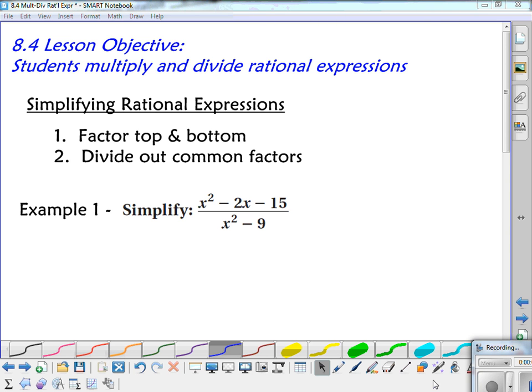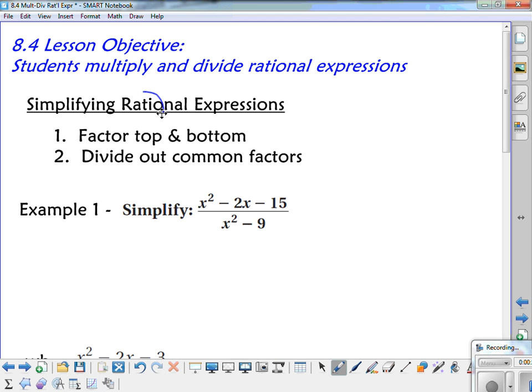All right, so today we are going to multiply and divide rational expressions. This should be a review from Algebra 1, but I know it's probably been a while. So, simplifying rational expressions. A rational expression really is just a fancy fraction. See the word ratio in there? Ratio. It's just a fraction, okay?